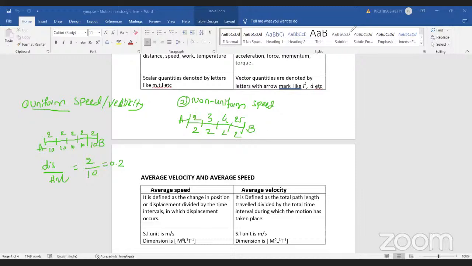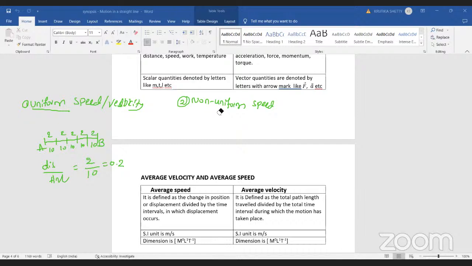You can consider vehicles moving in traffic. Whatever the time interval is, in the first 2 minutes your vehicle is covering more distance. Next, if the traffic is more, your vehicle is covering less distance. So the unequal distance with equal interval of time, or equal distances with unequal interval of time, is called non-uniform speed or velocity.